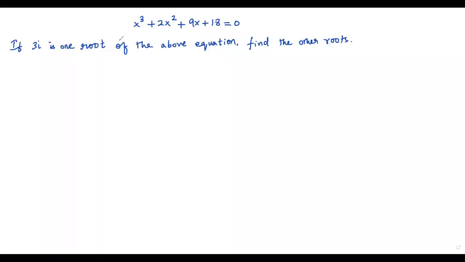Here we have an algebra 2 problem. There is an equation given over here: x cubed plus 2x squared plus 9x plus 18 equals 0. If 3i is one root of the above equation, find the other roots.